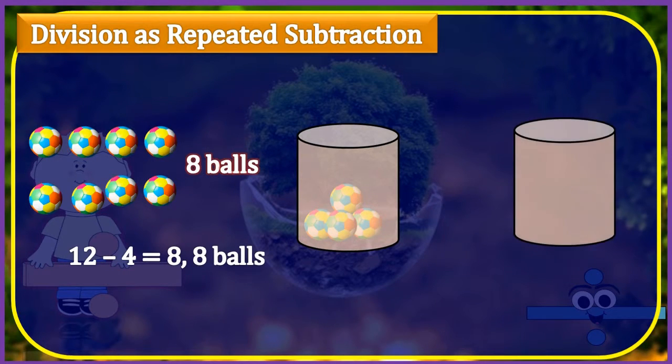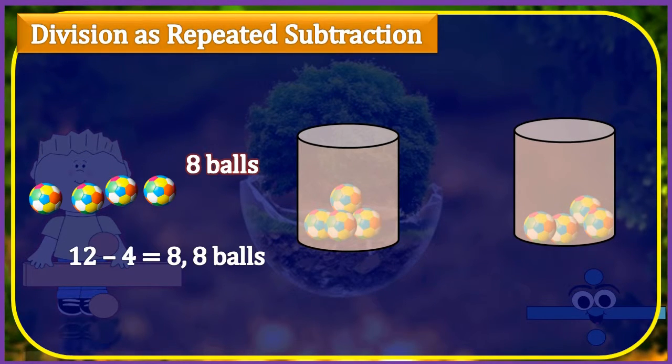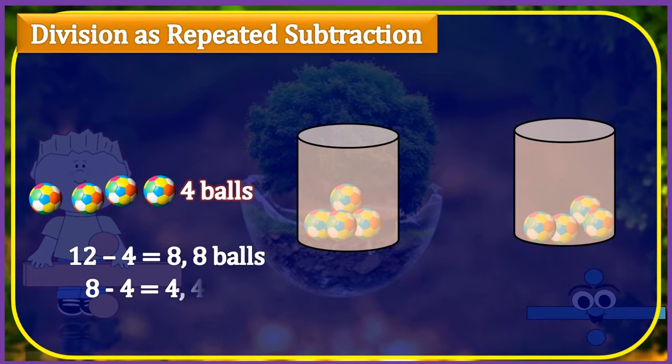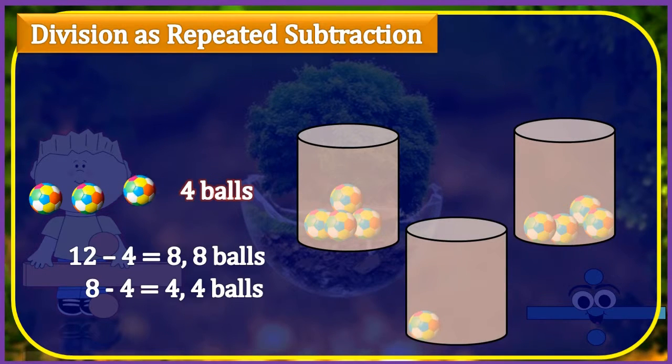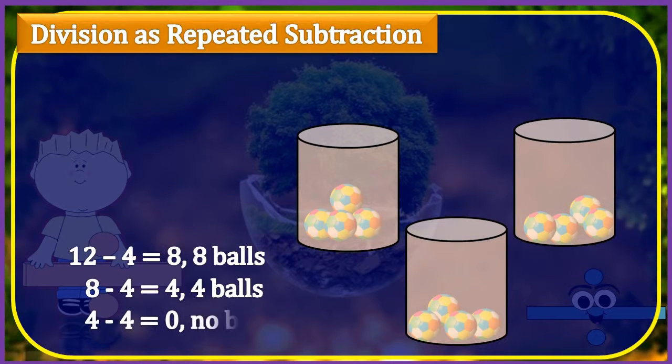Then, we put 4 balls in the next container and we subtract 4 balls from the 8 balls. We are left with 4 balls. Then, the next container is needed and we put the remaining 4 balls in it and subtract 4 by 4. We get 0 balls left. Now, there are no balls left.